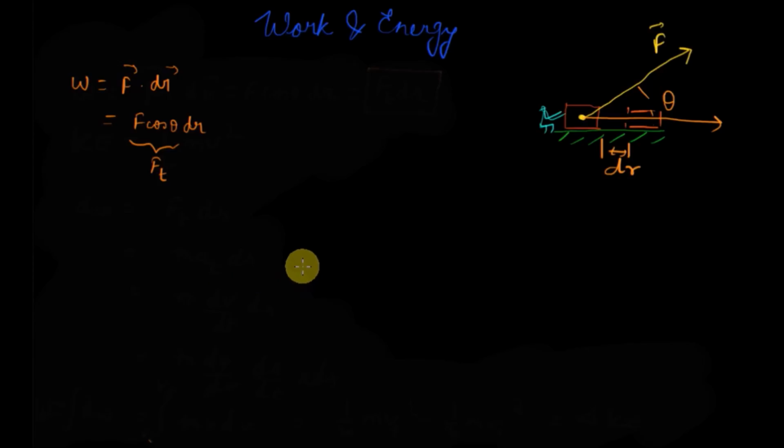As an example, let's say I have a string, and at the end of the string a ball is attached, and this ball rotates in a circular direction, right? In that case, the string does not do any work on the ball. The reason is that the tension in the string will act towards the center of the circle, and the velocity of the ball will be in a tangential direction. So the tension will always be perpendicular to the velocity of the ball. Hence, in that case, theta will always be 90 degrees. So the string doesn't do any work on the ball.